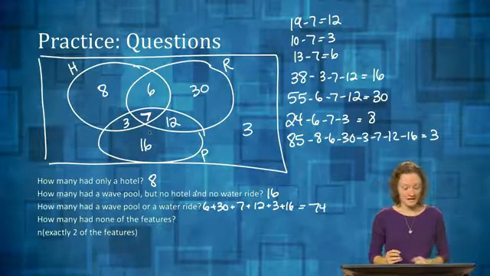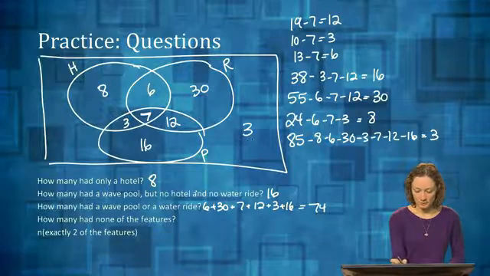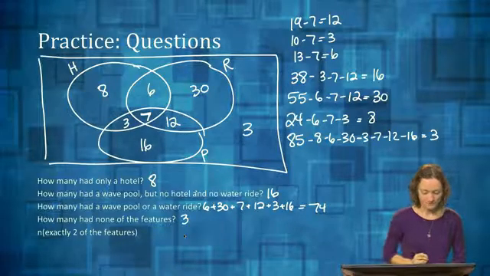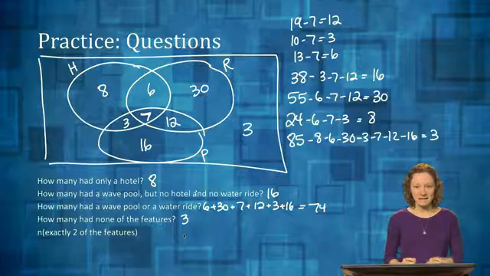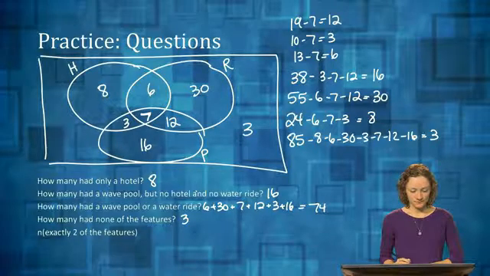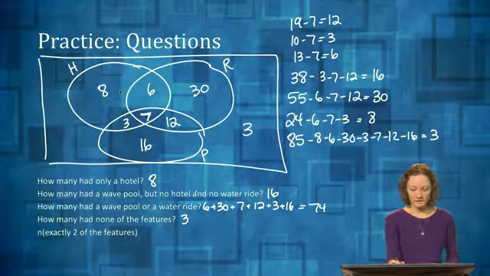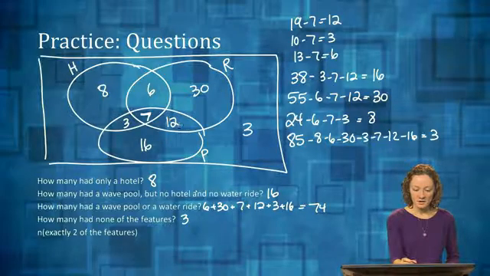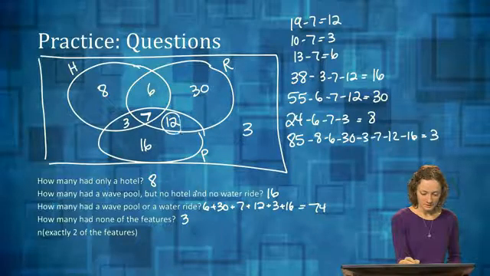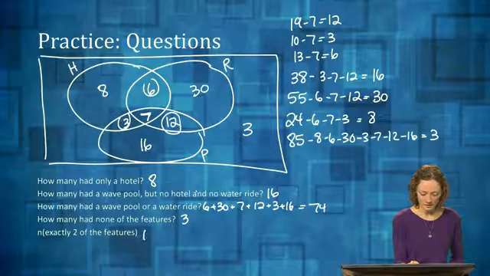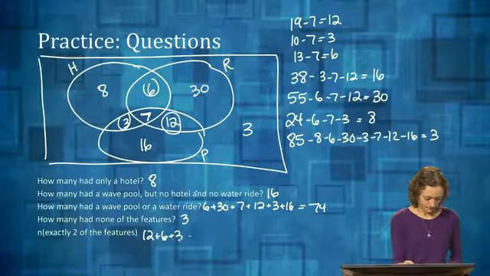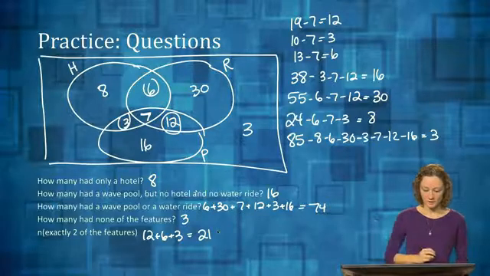The next question, how many had none of the features? This would be our number on the outside, 3. And then how many had exactly 2 of the features? So this region in the middle means it had all 3. The 16, the 30, and the 8 means it only had one. The number on the outside had none of them. So where you see just two circles overlapping is where you have two of the features. So the 12, the 6, the 3. We get 21.